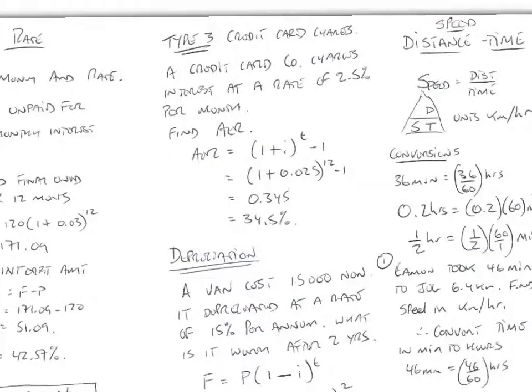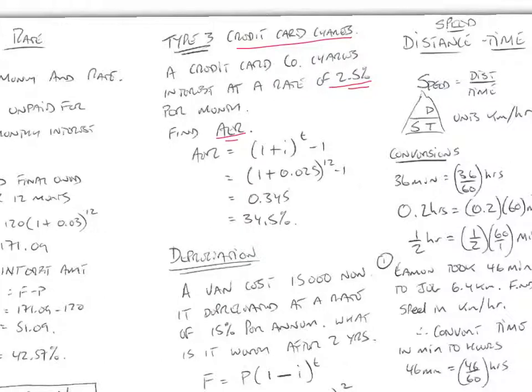And the third and final type of AER problems is where we have credit card charges. A credit card company charges interest at a rate of 2.5% per month. Find the annual equivalent rate.